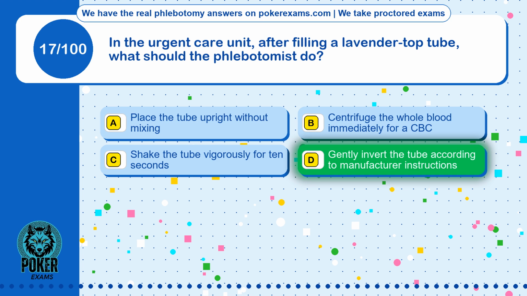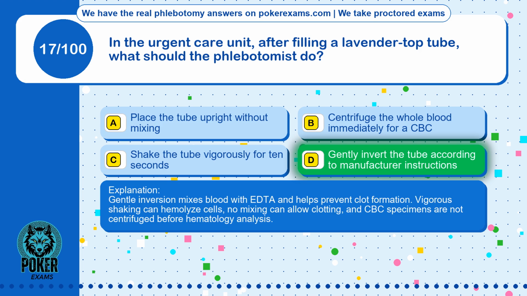Gently invert the tube according to manufacturer instructions. Gentle inversion mixes blood with EDTA and helps prevent clot formation. Vigorous shaking can hemolyze cells, no mixing can allow clotting, and CBC specimens are not centrifuged before hematology analysis.